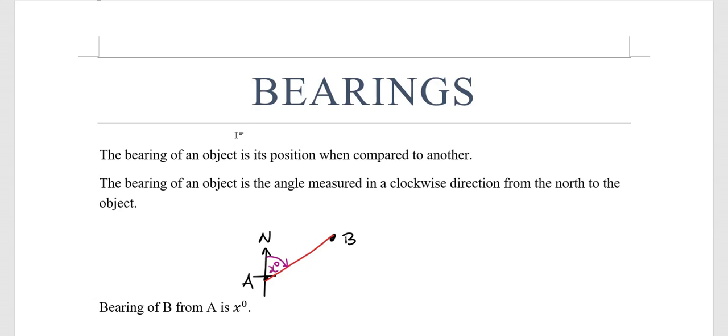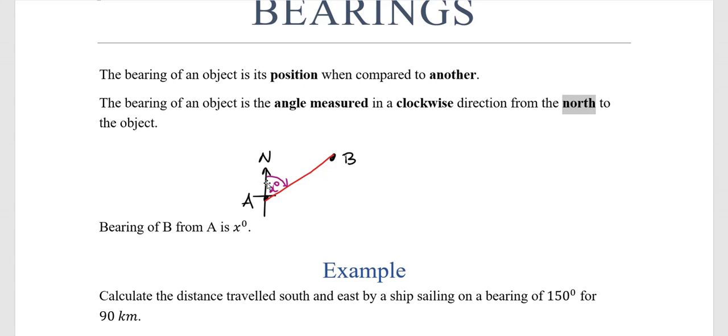Alright, so let's do the quick video on bearings that I promised you all. The bearing of an object is its position when compared to another. And the bearing of an object is the angle measured in a clockwise direction from the north to the object. So let's do a little bit of an example.